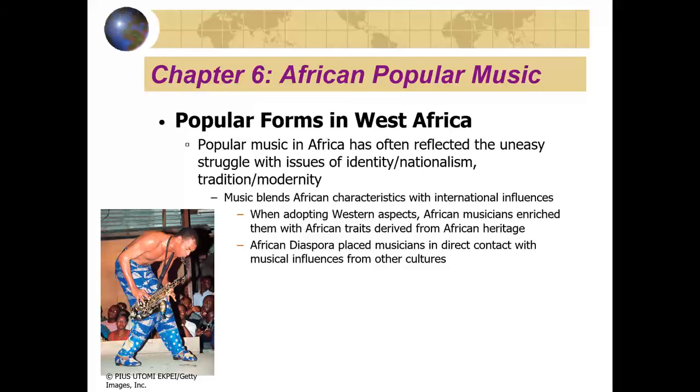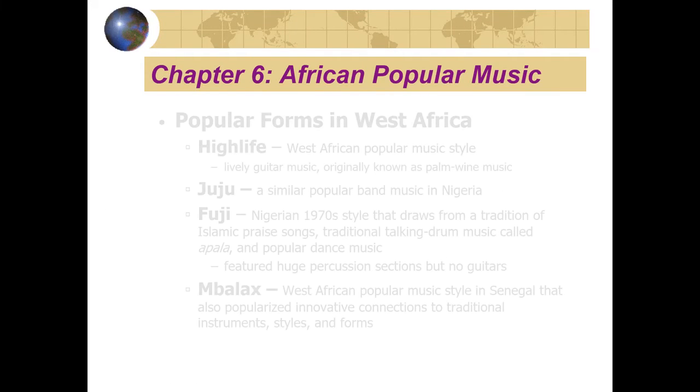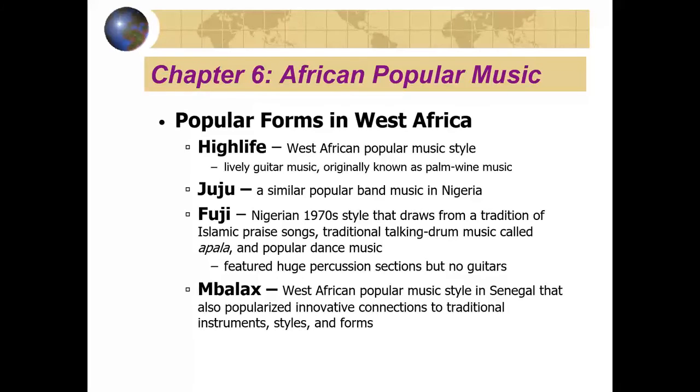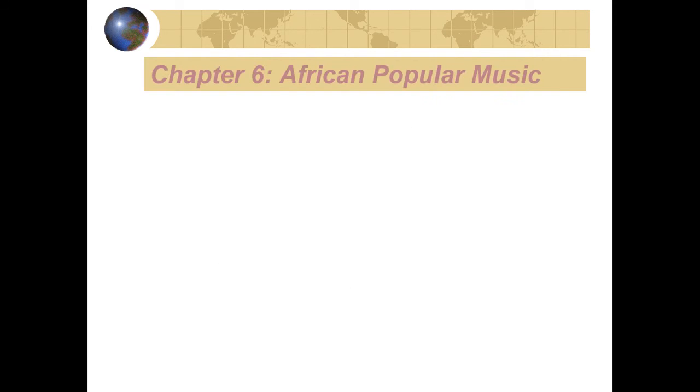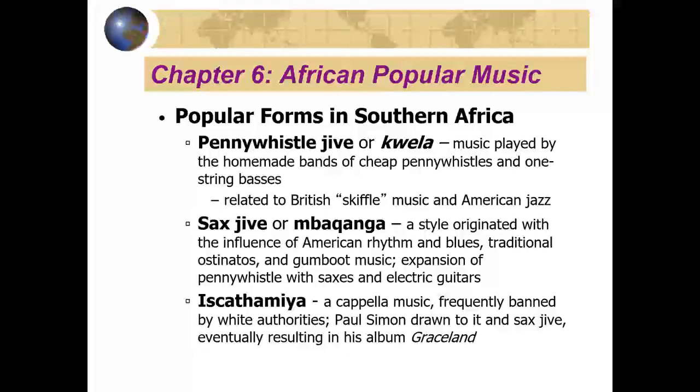There are also blendings of African music with Western music, especially in South Africa, and especially beginning in the 50s and 60s. High life, Fuji, Mblaqs, penny whistle jive, sax jive are all forms of dance music that are connected with American popular musical forms. Gumboot music, or Isikathulu, is a style of dance performed and it's associated with a particular kind of singing, iskathamia, which is an a cappella music, which was frequently banned by the whites and is found in Paul Simon's Graceland album. More of these will come later.